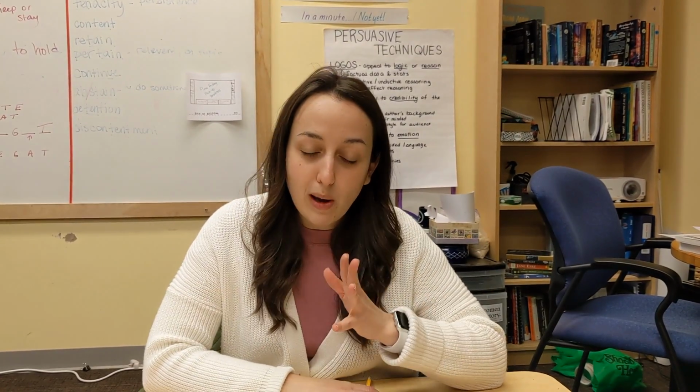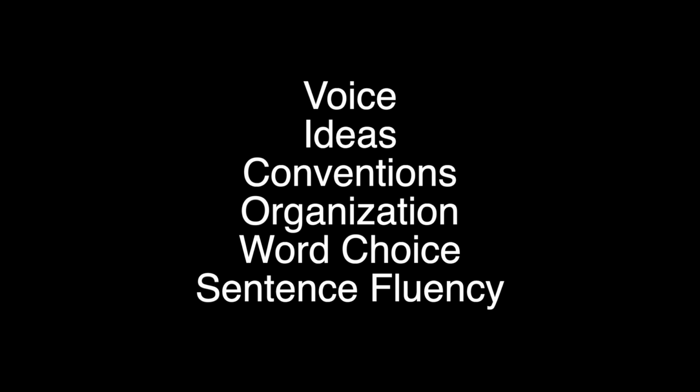So the 6 traits of writing are just a way to break down what can be a somewhat overwhelming prospect or product for kids into smaller, manageable pieces. So the 6 traits are voice, ideas, conventions, organization, word choice, and sentence fluency.